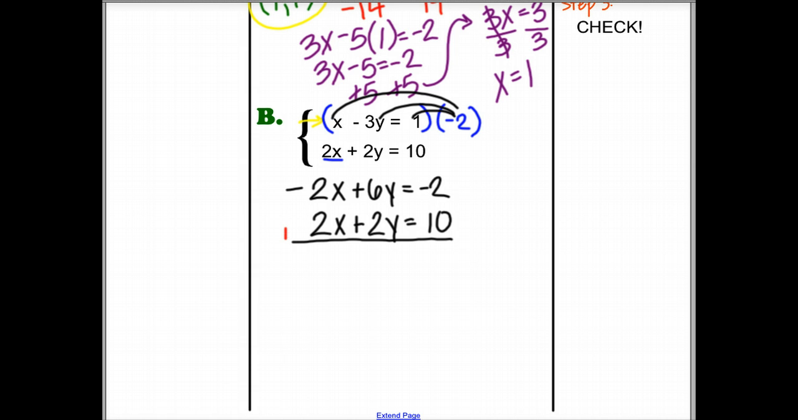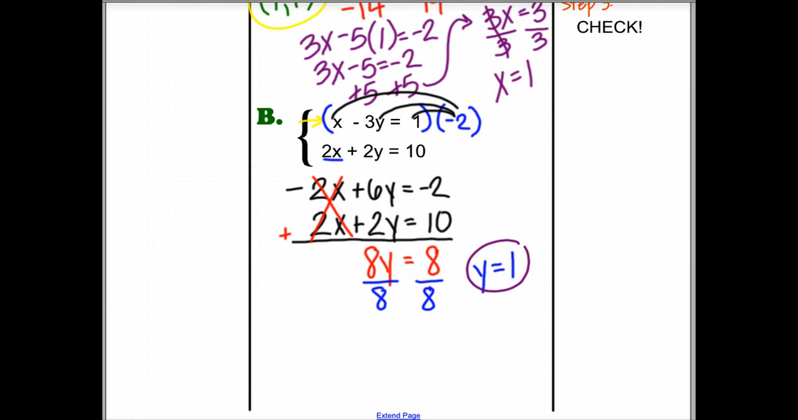-2x plus 2x cancels out. 6y plus 2y is 8y. And -2 plus 10 is 8. Go ahead and divide both sides by 8, which gives me y is equal to 1. I know a lot of you are probably noticing that a lot of our answers are 1. This is merely coincidence. I didn't plan it originally to be that way when I picked these equations.